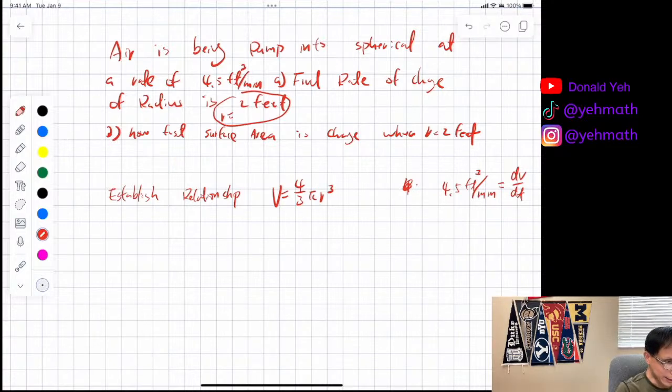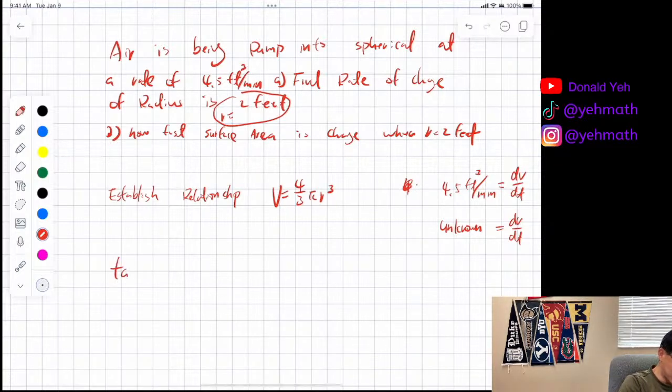Now, what we need to try to find is the rate of change of radius. What we're looking for, dR/dt, is the unknown, right? Usually I start with the relationship. I translate the math that they give me into math equations, which is dV/dt equal to 4.5, and also find out what is the unknown. And after that, it's the easy part. Just take a derivative with respect to time.